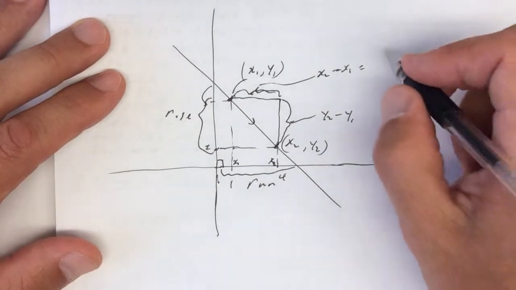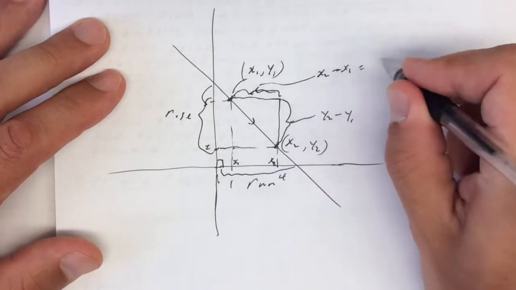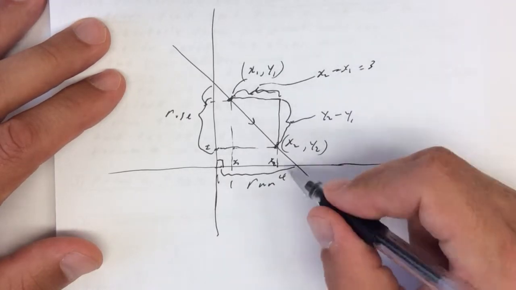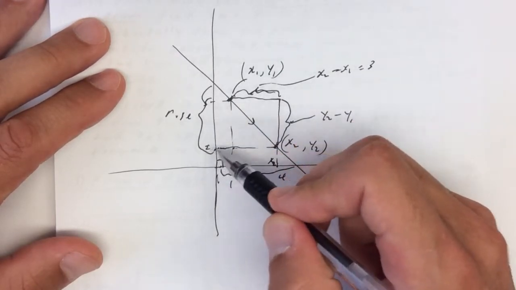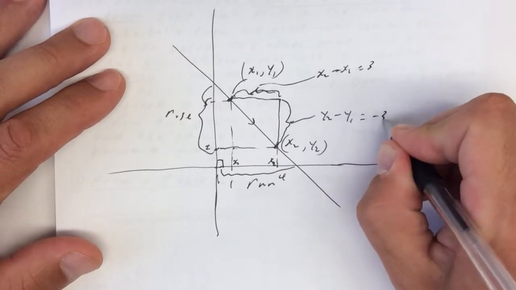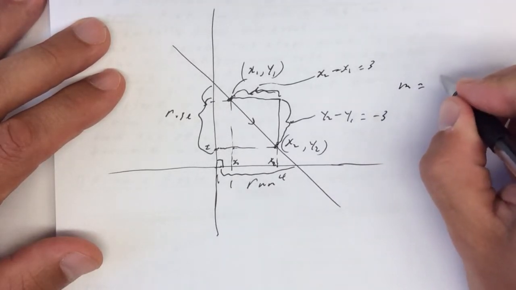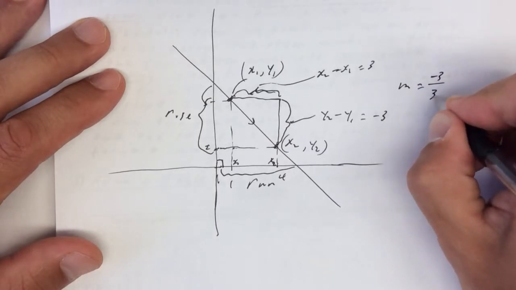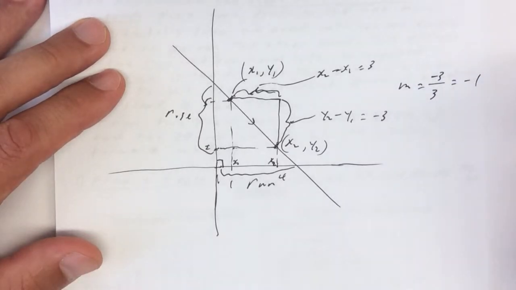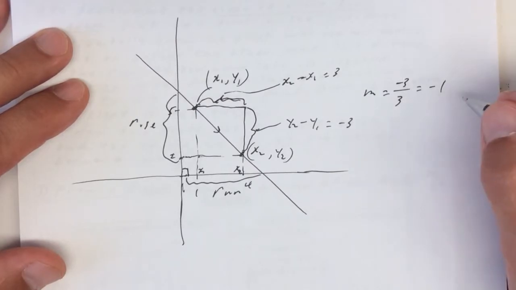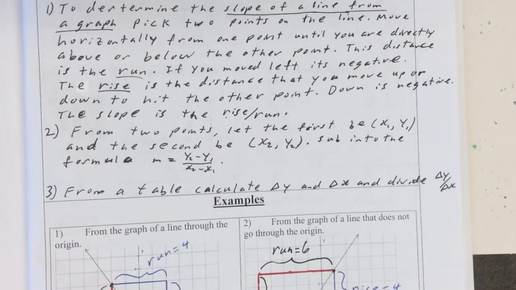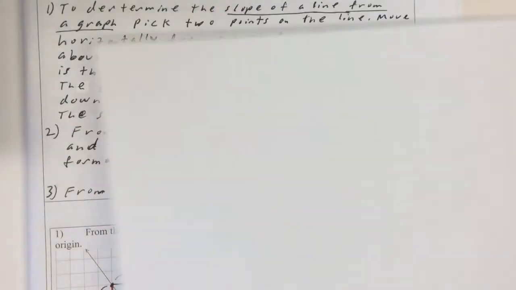So in this one, if you use 4 and 1, the run is 3. If you use 5 and 2, the rise equals negative 3, and the slope equals rise, which is negative 3, over run, which is 3, negative 1. So here are some instructions.